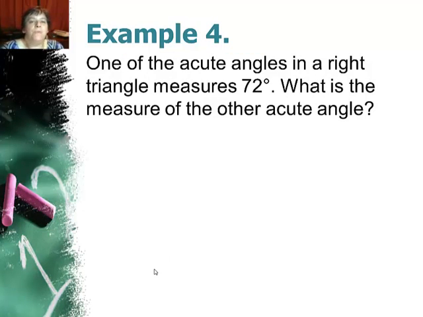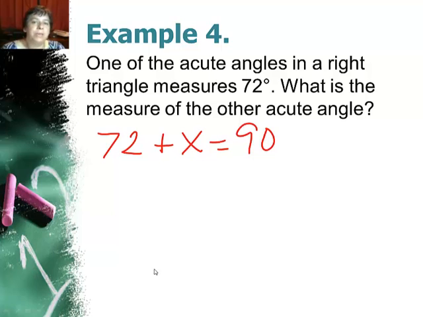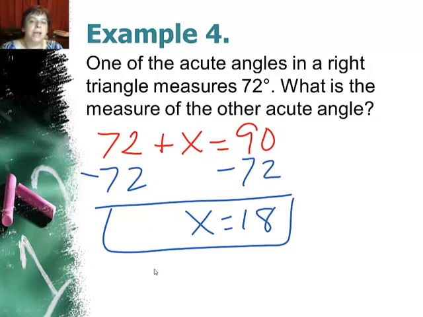Now, example 4: one of the acute angles in a right triangle measures 72 degrees. What is the measure of the other acute angle? Well, we know that acute angles in a right triangle are complementary, so I don't have to worry about the right angle here. I can just look at the two small ones, and I know they have to add up to 90. So 72 plus the other angle must be 90. Subtract 72 from both sides, and I get 18 as the other acute angle.